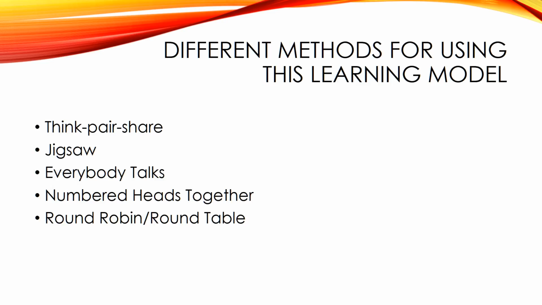Then you have the jigsaw method, where each person in the group has a specific area to research, so this would lend itself better towards a research style project. After they've all researched their individual areas, they'll come back together, discuss that, and then present on their individual topic. So that's one method. The other ones are the everybody talks method, the numbered heads together, and the round robin, round table method. Like I said, I'm not going to go over all those, but if you get a chance, look those up. They're great methods for implementing this.